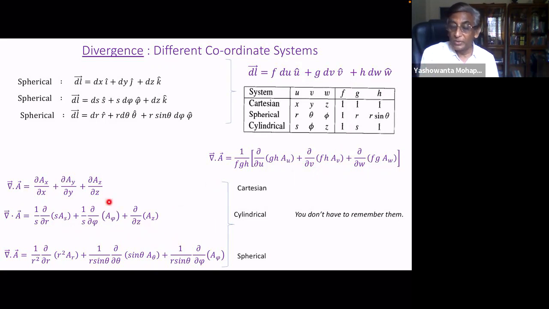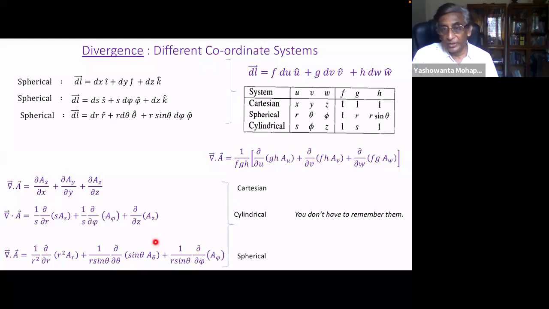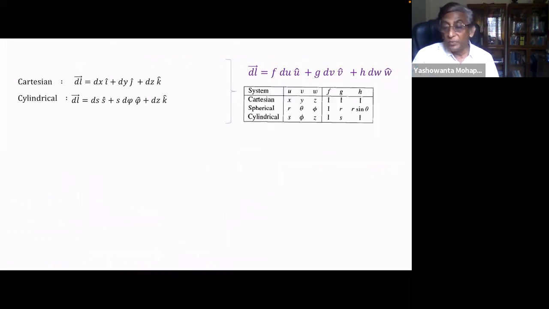All right, but these are normally given at the back cover or inside cover of the book, or in the question paper you will be given this while solving the problem. So you can keep it handy, but it's good to know that there is a generalized function which will give you divergence. Similarly with curl, in different coordinate systems.